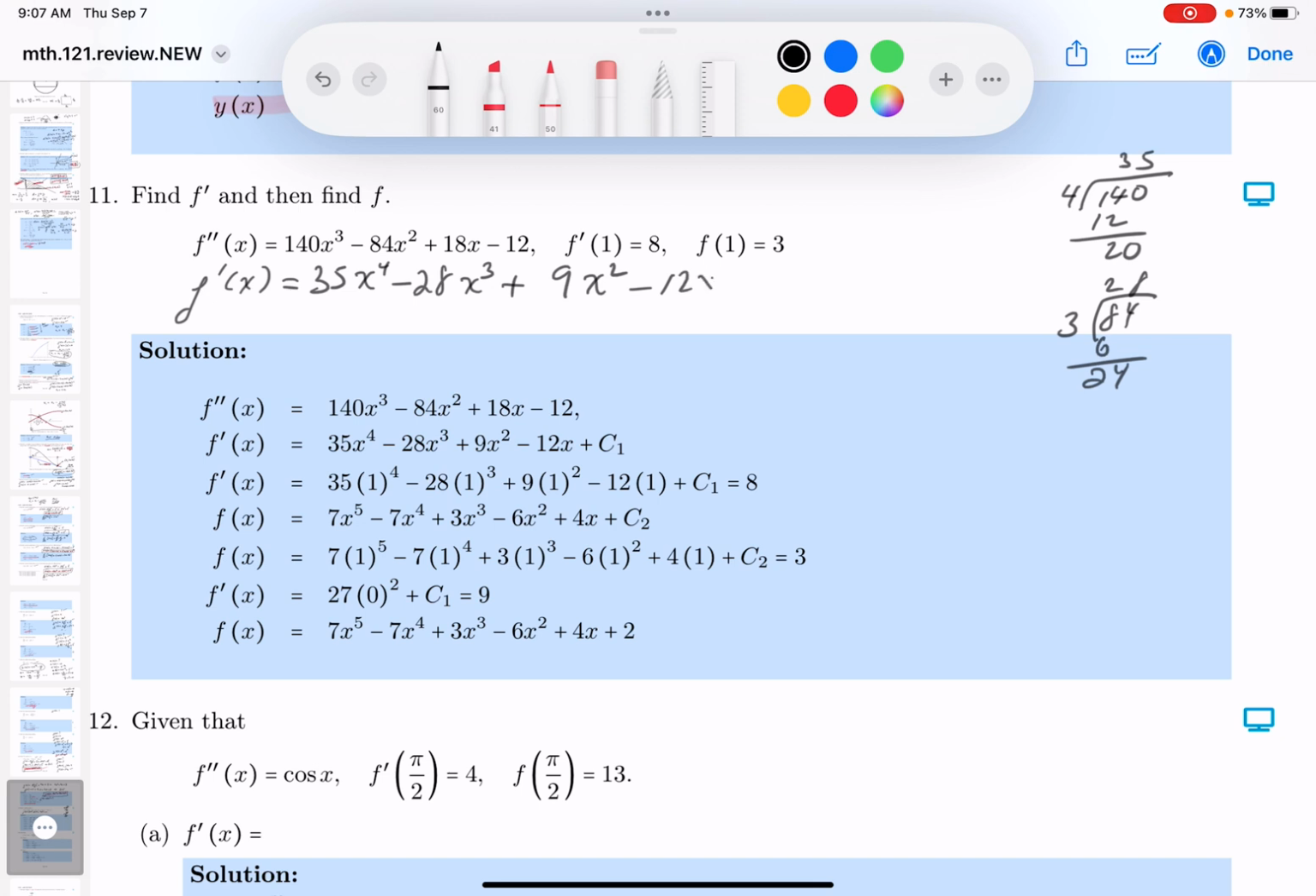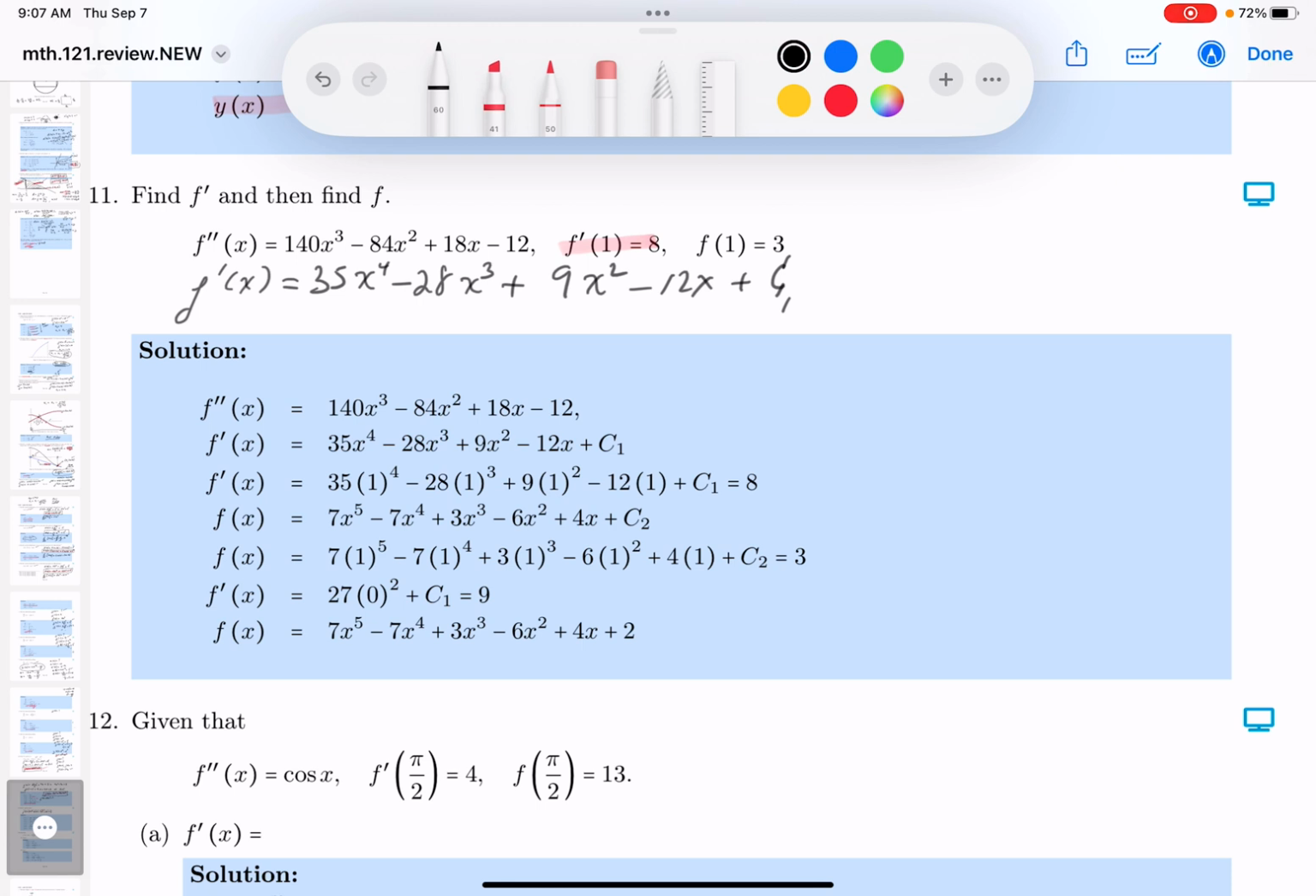Minus 12x plus, well, I need to come up with a constant here, and I'm going to call it C1 now, because I noticed I did it in the last problem. Let me get my eraser out, and I want to see if I can figure out what C1 is. And how would I do that? I guess I would use this information here to figure it out.